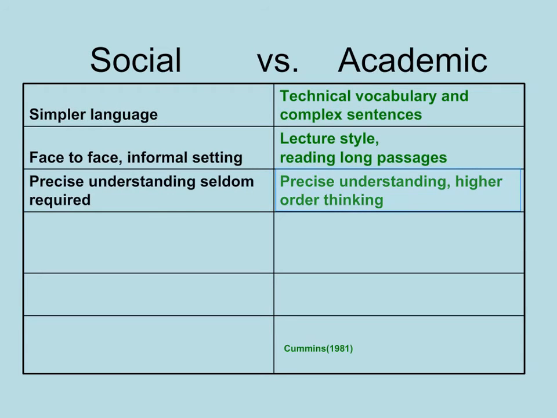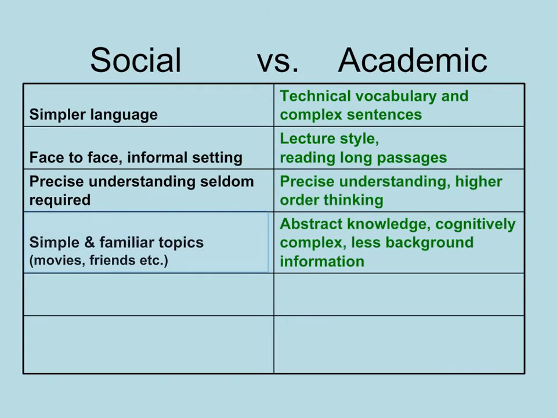In academic language, though, quite often we want precise understanding, and there's lots of higher-order thinking that is involved. In social language, quite often we are talking about a simple and familiar topic, such as movies, friends, food. In academic language, we are often speaking about something that is unfamiliar to us, and also knowledge that is more abstract and something we have less background knowledge about.